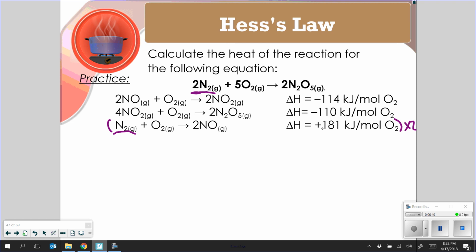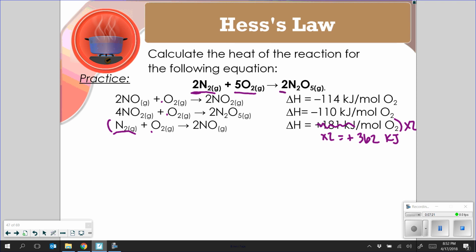And so what this is going to end up becoming is a positive 362 kilojoules. So when I times it by 2, it's going to become a positive 362 kilojoules. I'm just going to go ahead and write that off to the side. Now I'm going to look for my oxygens. And if you notice, I've got oxygens everywhere. I've got one here, here, here. If you are looking for a reactant or a product that's found in more than one place, the general rule of thumb is to always leave it for the end. Because what you'll find is it'll either work itself out or you'll be able to manipulate one of the equations in order to get what you need. So I'm going to go ahead and leave that for now.